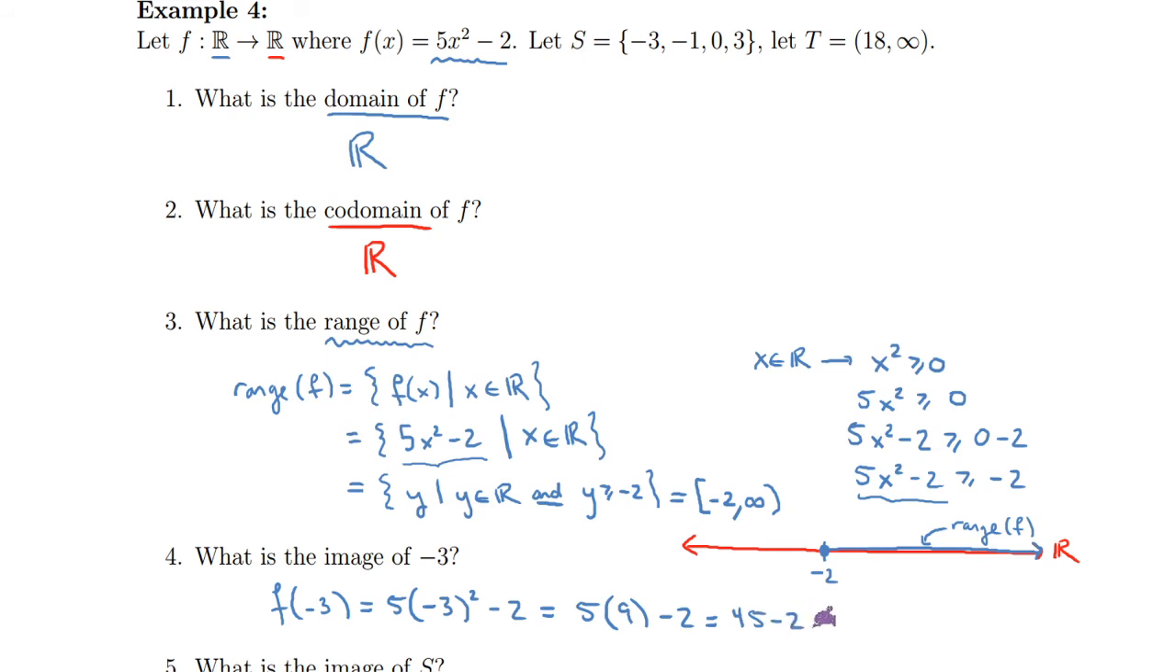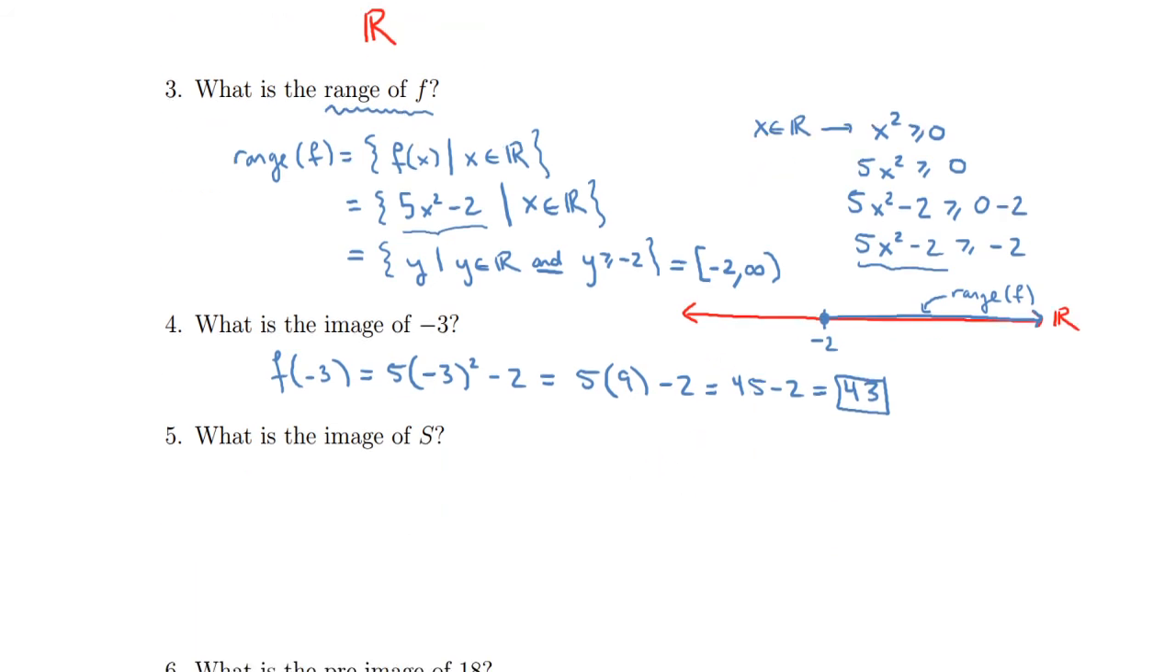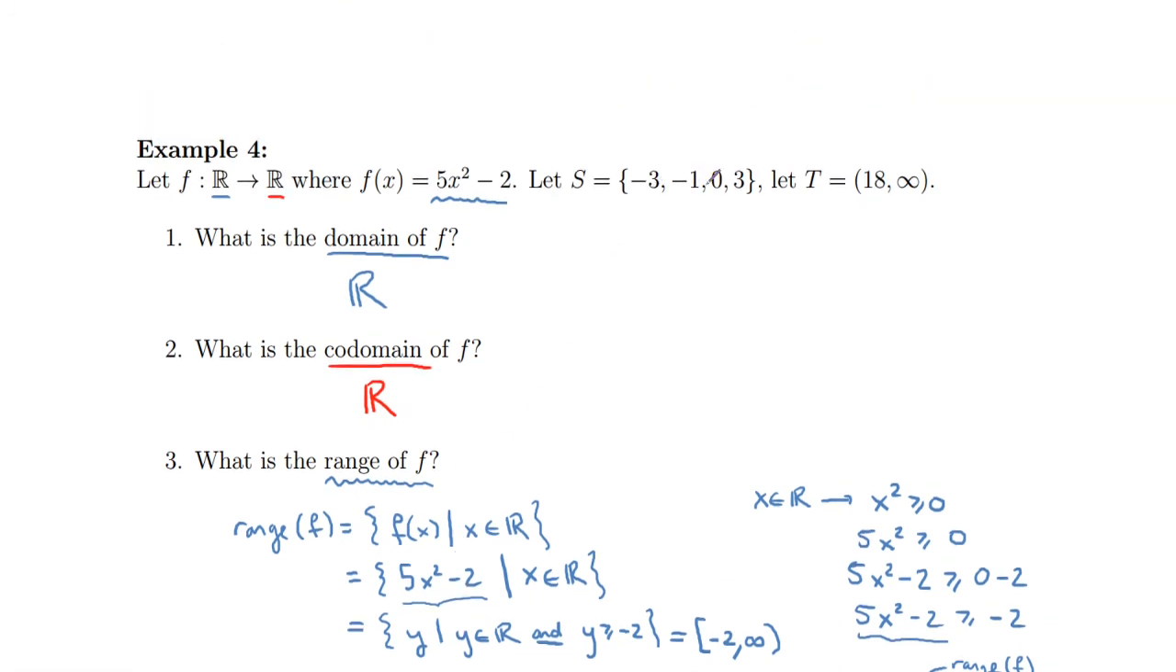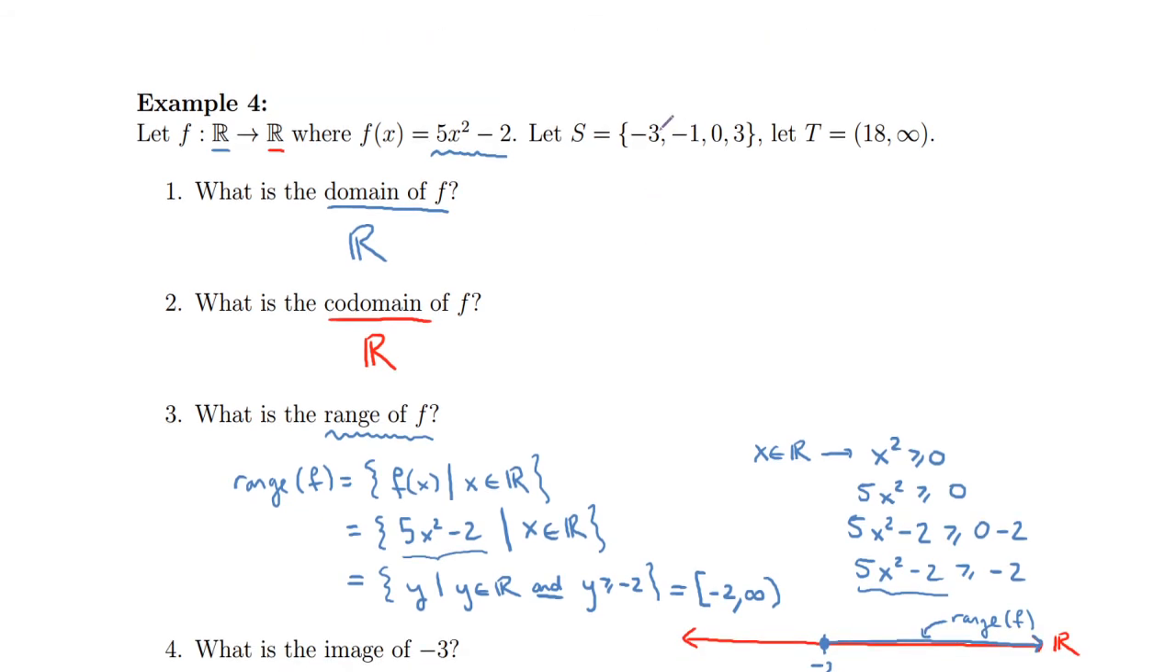45 minus 2. So 43. Okay, not too bad. All right, now what we want to know is what's the image of S? Well, S had several things in it, right? It had these 4 things in it. So we have to figure out what is the image of each of these.